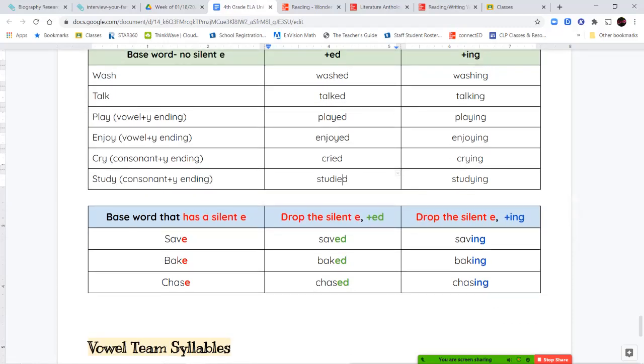Now, if we have a base word that does have a silent E, so like the word save, you drop the silent E and you add the ed, or you drop the silent E and you add the ing. So save becomes saved or saving. Bake becomes baked or baking. Notice how we drop the silent E before we put that inflectional ending. Chase becomes chased or chasing.